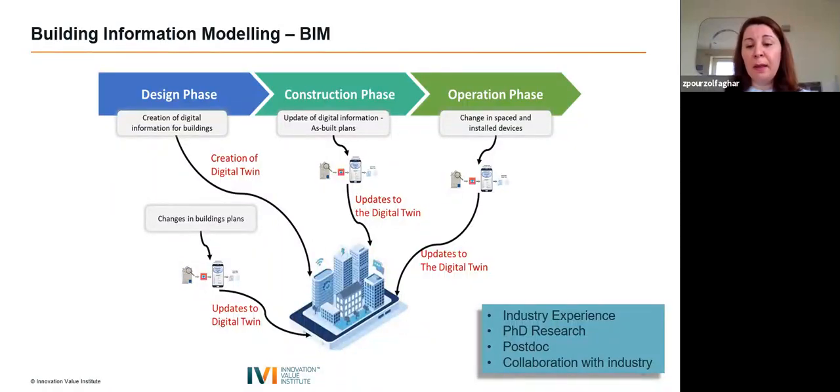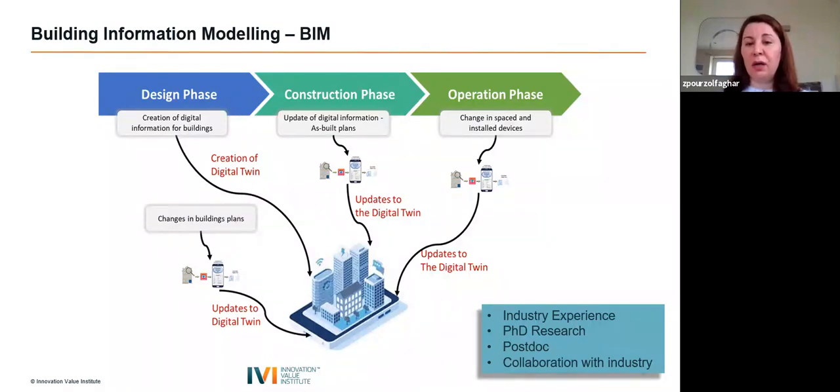Just shortly saying, I started all this research when I was working in industry. I was working with a consulting and designing company, and they were doing the design phase of building projects. They were also looking at the construction phase from the other side as well. And that was the start of my interest.